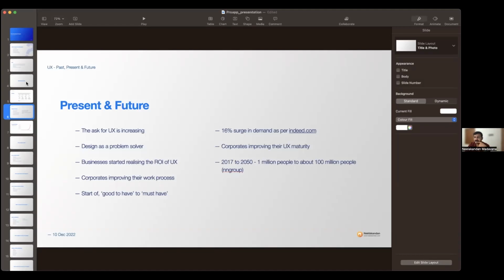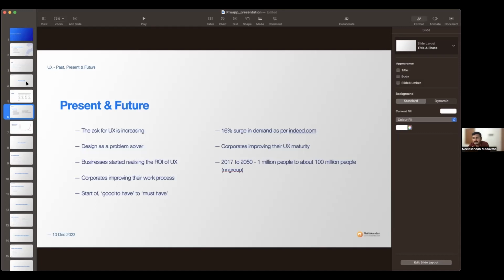Indeed.com, a website, when it did its research, saw a 16% hike in the demand for user experience. So that is not a small amount. Yeah. And in the corporate industry, in each and every company, even in the company that I have worked for these many years, I have seen the maturity level of user experience design getting better day by day. The corporates have identified that, definitely because of the ROI that is coming from user experience, because of the huge demand that we have. So corporates are trying to improve their UX maturity.